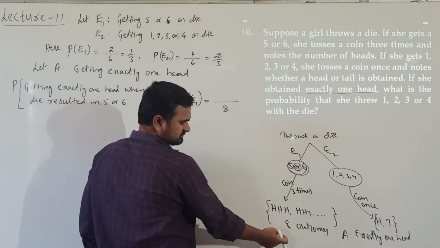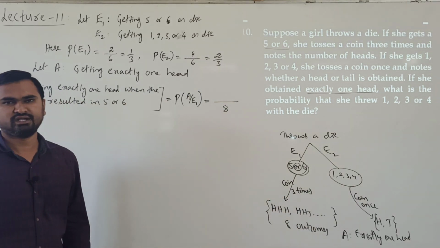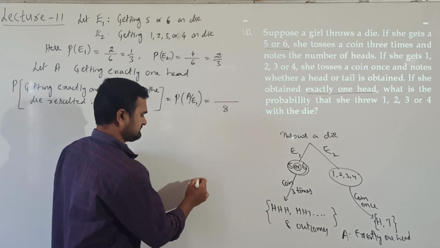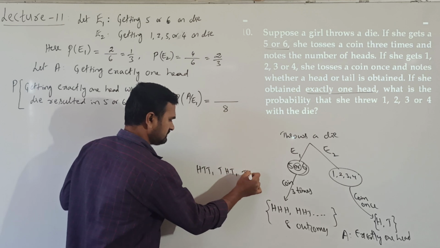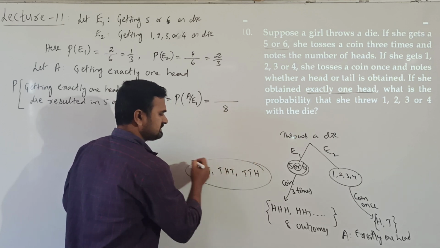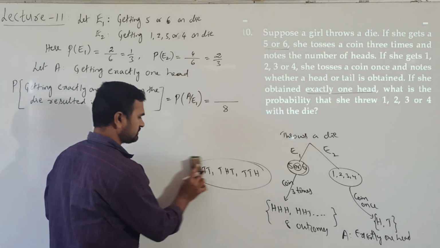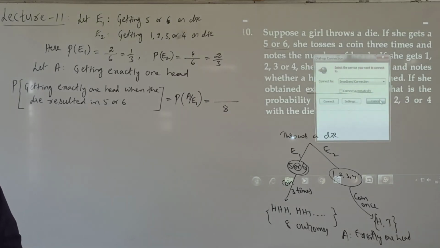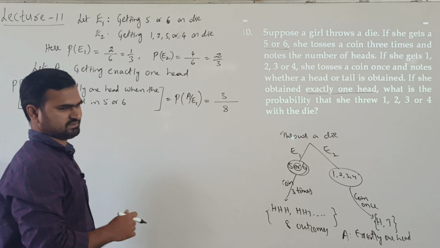Total there are 8 outcomes. In those 8 outcomes, in how many cases are we getting exactly one head? Exactly one head we get in 3 cases, that is HTT, THT, TTH. So, in these 3 cases we are getting exactly one head. So, the probability of getting exactly one head is given by 3 by 8 under the first case.